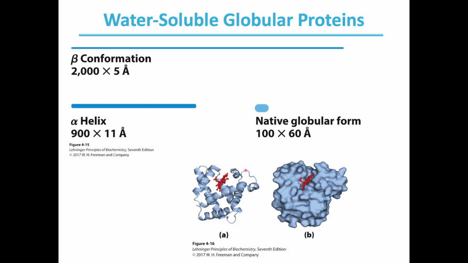And this is just an example of a globular protein. This is hemoglobin. This is the ribbon diagram that accentuates the fact that there are multiple alpha helices that are packed in on each other. This is the porphyrin ring here. This coordinates the iron. And then here we see a space-filling model of the same molecule.